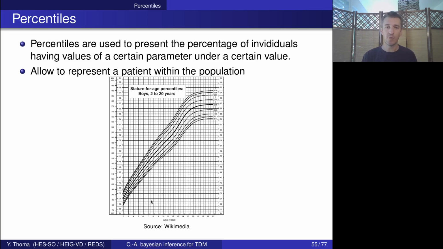that will let you know if your child is tall or small. And here, for instance, if at the age of 10, your child is around 126 centimeters, then it means he's in the 3% shorter in the population. And that's the way of representing data to compare an individual to the population.